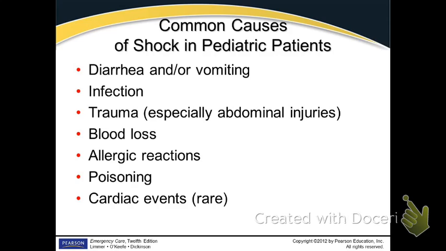because they're so dehydrated. Infection, it can happen to adults, but it can definitely happen to kids. Trauma can cause it. Blood loss, same thing with the dehydration. Allergic reactions, they're really, really prone to. Poisoning happens a lot more for kids than it does for adults, at least accidental poisoning, because kids put everything in their mouths, and if it looks tasty, they want to try it.